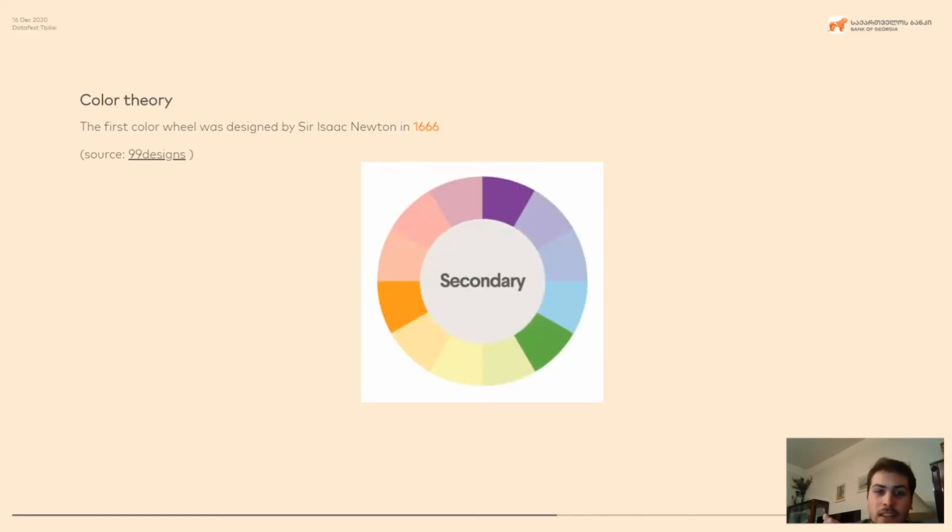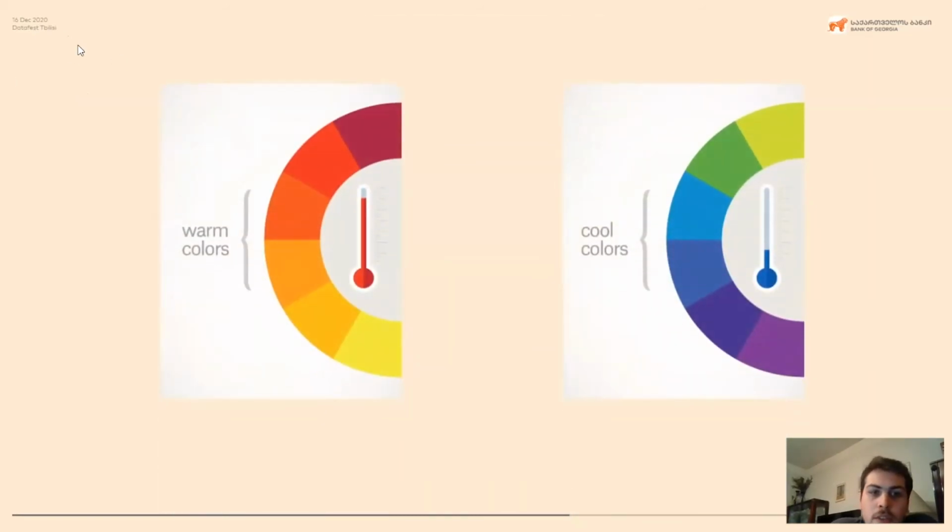So this thing is really important. This is the base for color theory. Draw a line through the center of the wheel, and you'll separate the warm colors, reds, oranges, yellows, from cool colors, blues, greens, purples. Warm colors are generally associated with energy, brightness, and action, whereas cool colors are often identified with calm and peace.